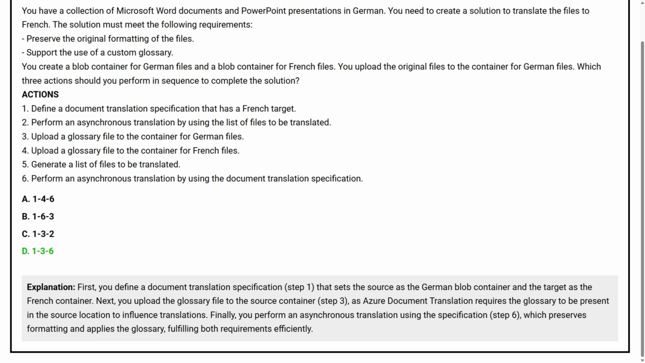First, you define a document translation specification. Step 1. That sets the source as the German blob container and the target as the French container. Next, you upload the glossary file to the source container. Step 3. Azure Document Translation requires the glossary to be present in the source location to influence translations. Finally, you perform an asynchronous translation using this specification. Step 6, which preserves formatting and applies the glossary, fulfilling both requirements efficiently.